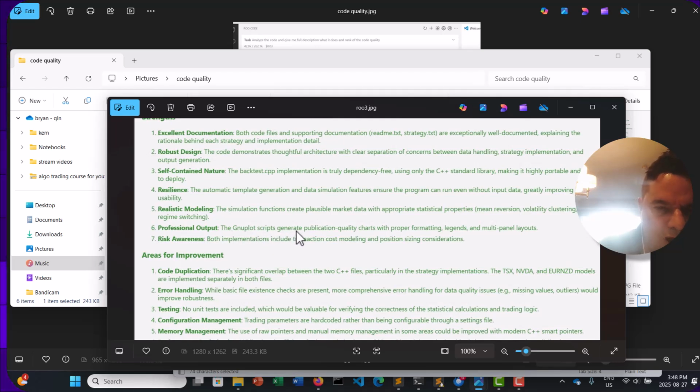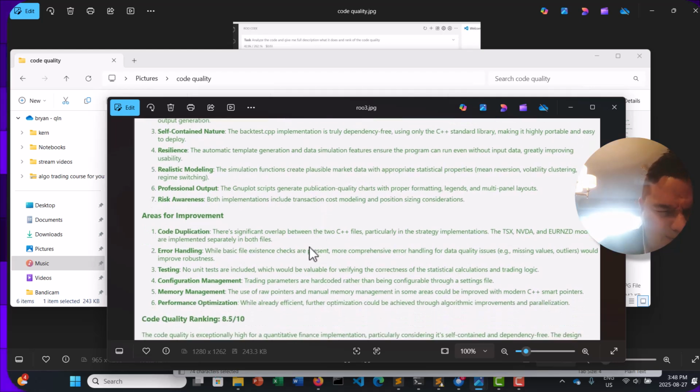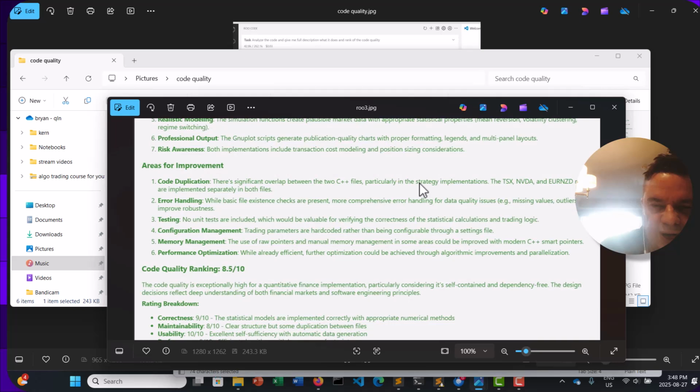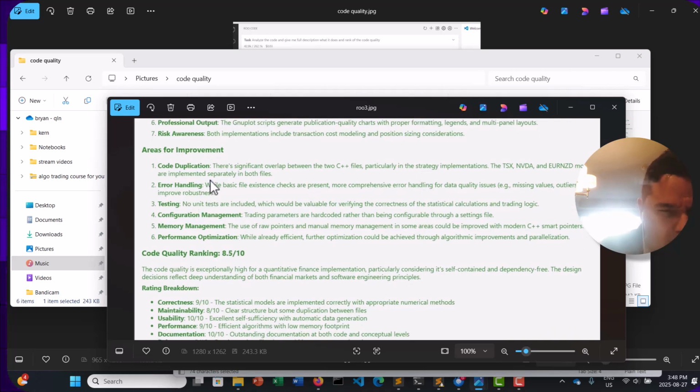Professional output, because this is new plot. Publication quality charts with proper formatting, legend, and multi-panel layouts. Again, that's not true, but you can radically improve it with JavaScript, Python, whatever. Both implementations have transaction cost modeling and position sizing considerations. So, okay, we know this. Code duplication, we know that.